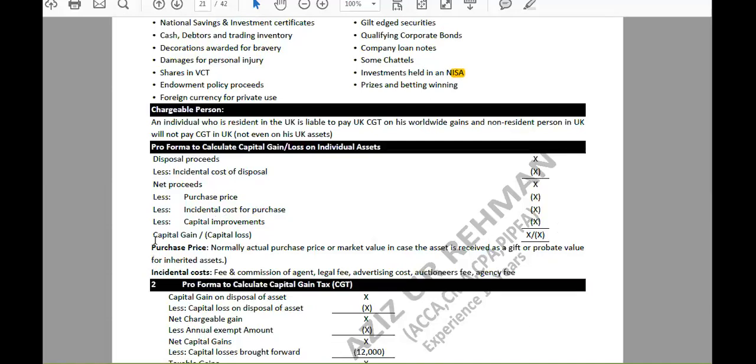Okay, so next one is purchase price. So what would be the purchase price? Normally, purchase price means the consideration paid at the time of the purchase of an asset. Purchase price will be market value if you have received an asset as a gift. So if you have received an asset as a gift, in that case, market value will become your cost.